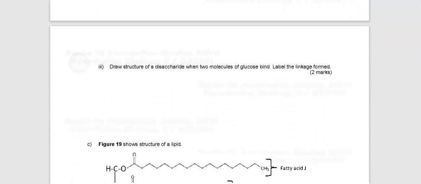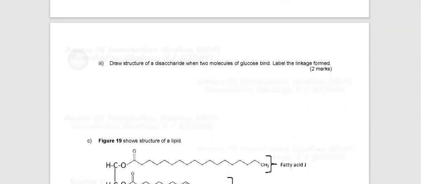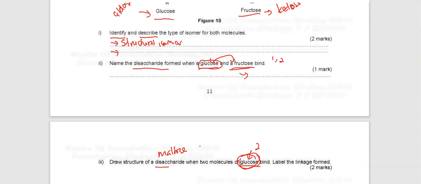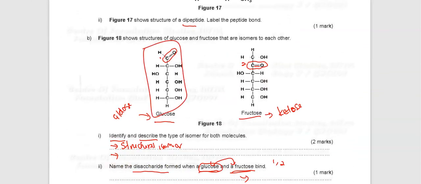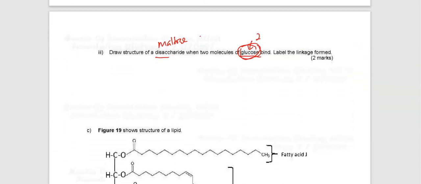Number 3. Draw a structure of a disaccharide when 2 molecules of glucose bind. Label the linkage formed. In this case, you have to draw a molecule of disaccharide that consists of 2 molecules of glucose. You know that a disaccharide of 2 glucose molecules will be maltose. The question gives you the structure of glucose, so you have to convert it into a ring structure. Remember, I've always mentioned to you again and again, you have to know the structure of glucose.